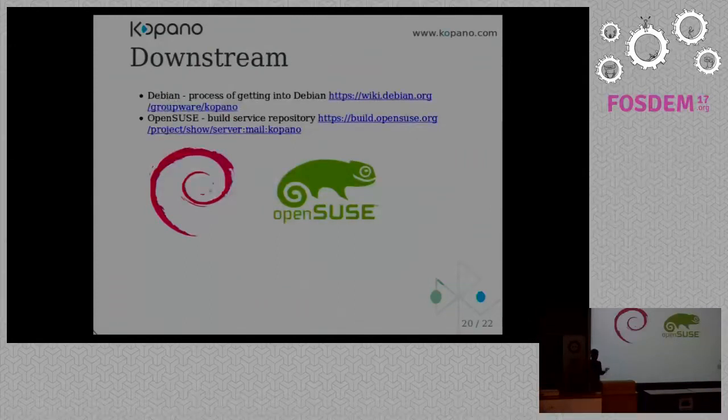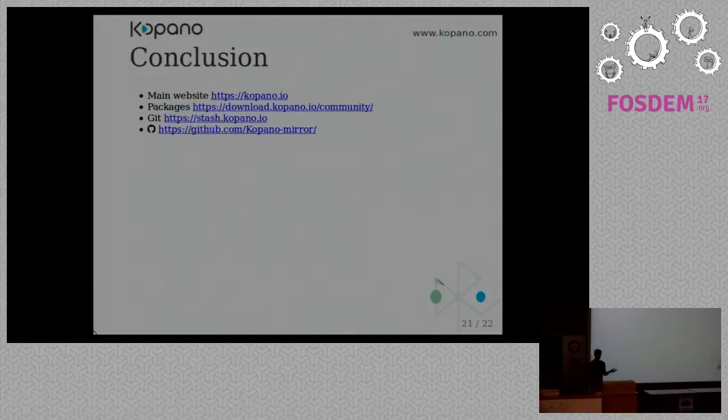We're also in the process, because Kopano is quite new, we're around now for, I guess, a year or more, of getting into downstream. We're working together with Debian into getting it packaged. You can check out the status on the wiki. We're also now tagged for OpenSUSE Factory, so you can already use it there. We also provide an OpenSUSE build service repository, which you can already use.